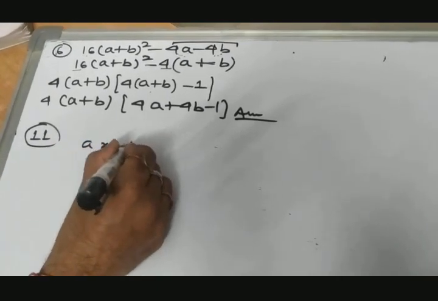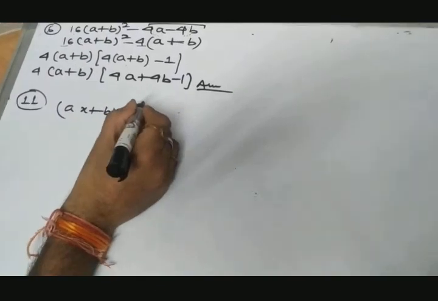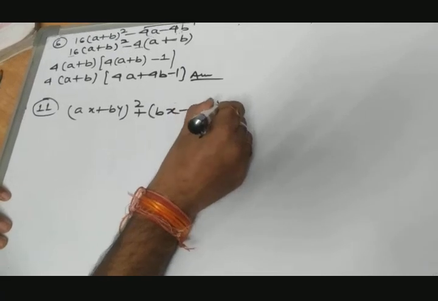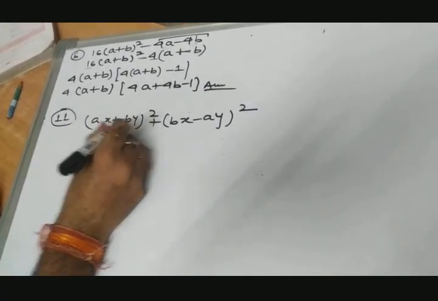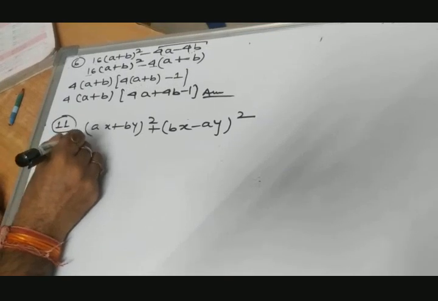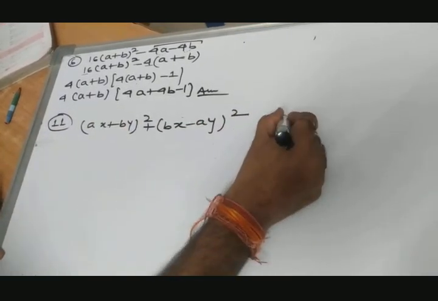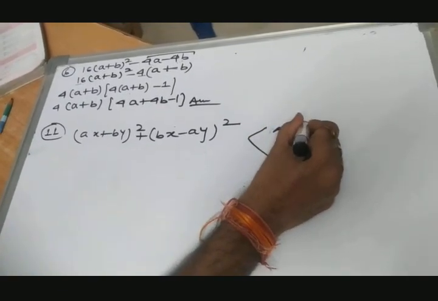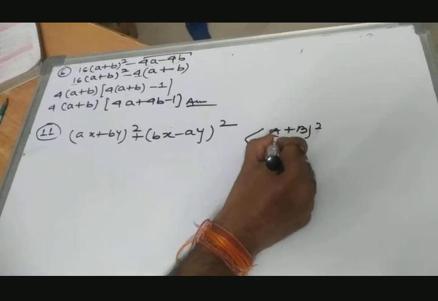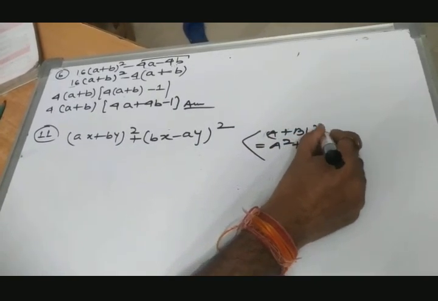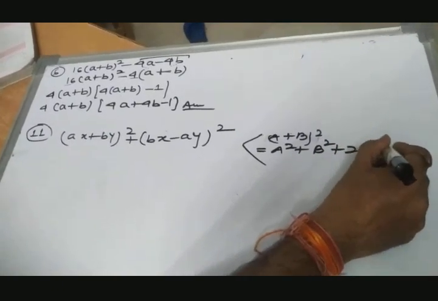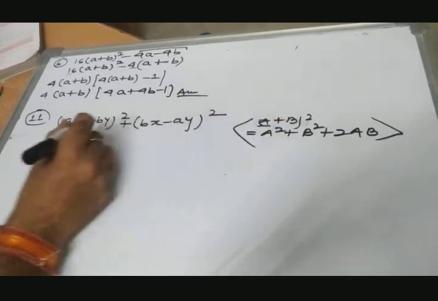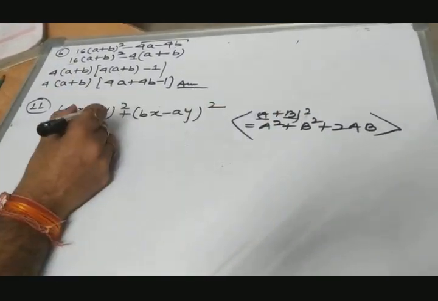(ax + by)² plus (bx − ay)². Now we open this expansion by the formula of (a + b)². The formula of (a + b)² we have to write in the form of A² + B² + 2AB. When we compare the given expansion with the formula, in the place of capital A is ax, and in the place of capital B is by.